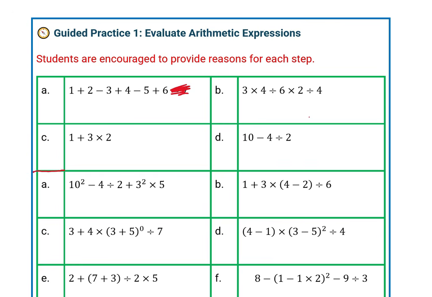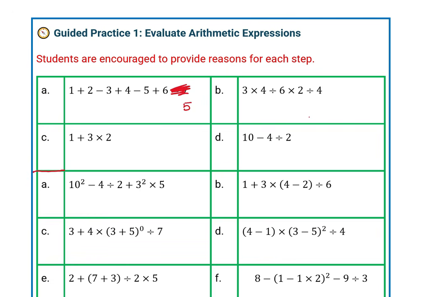When you have addition and subtraction, you have to always go from left to right, okay? So 1 plus 2 is 3, 3 minus 3 is 0, 0 plus 4 is 4, 4 minus 5 is minus 1, minus 1 plus 6 will give us 5 as the answer. So when you do this, you'll get 5 as your answer, correct?